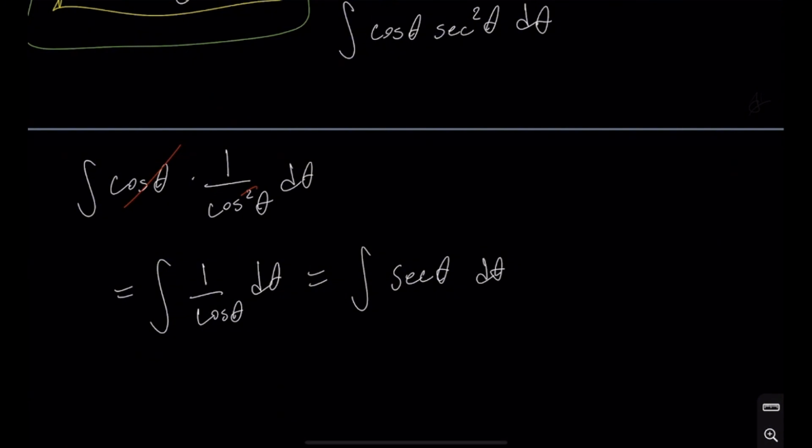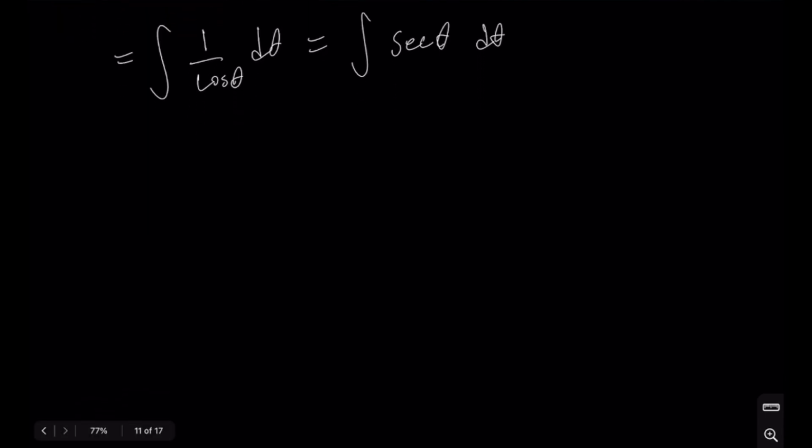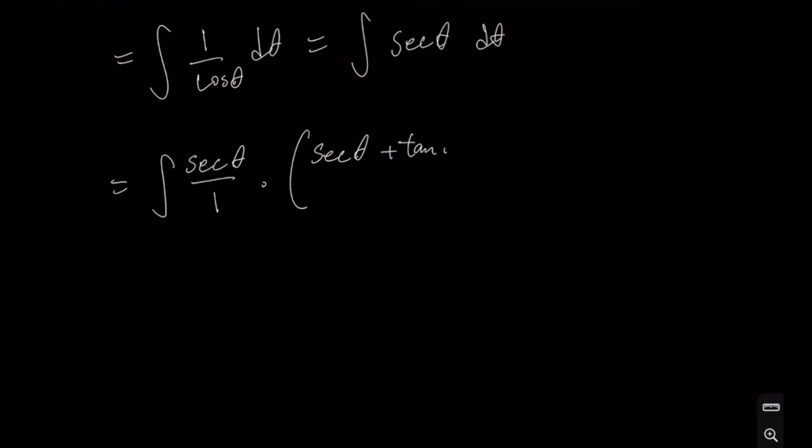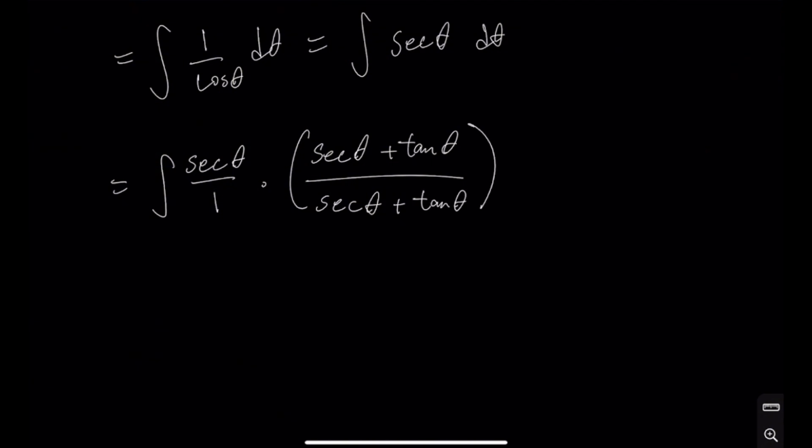Okay? So now, how do we integrate secant theta? Just like the previous example, we have to find a very clever way to multiply by 1. And this might be one of the things that you should memorize, maybe not the prior one. The integral of secant shows up quite a bit. So I'm just going to walk it with you. I'm going to have secant theta over 1 multiplied by secant theta plus tangent theta, and then I divide by the same thing, so I have it equivalent to 1, d theta.